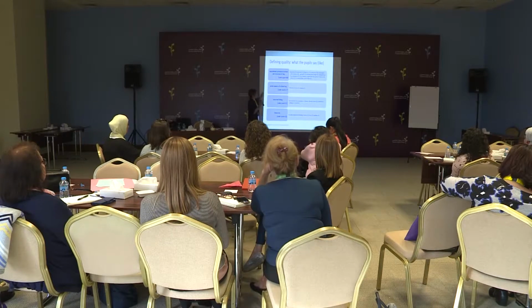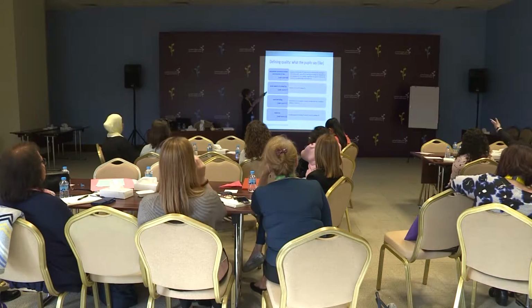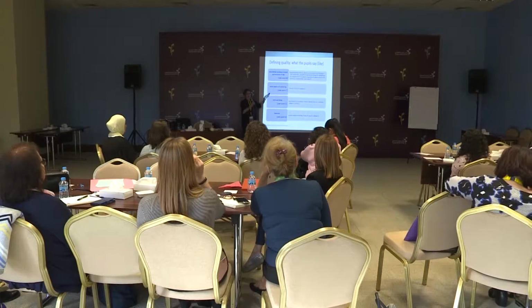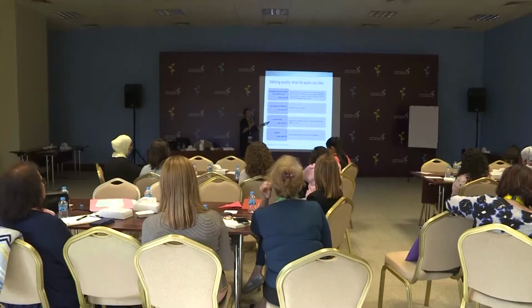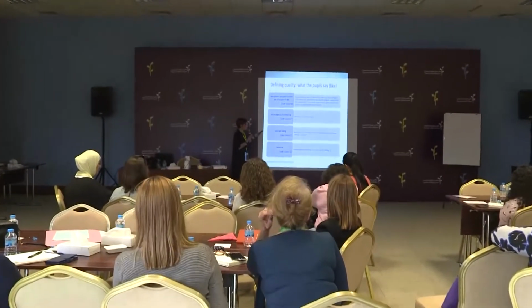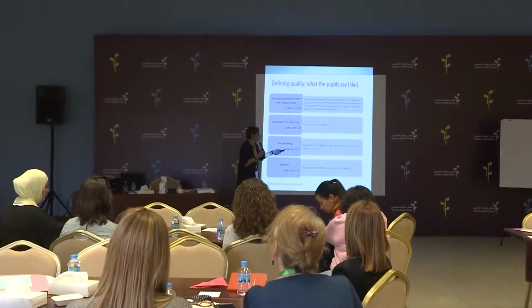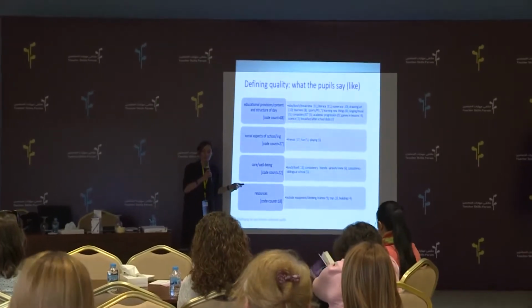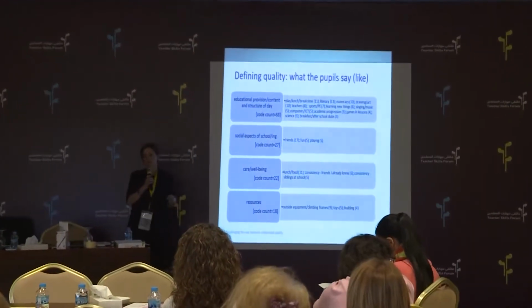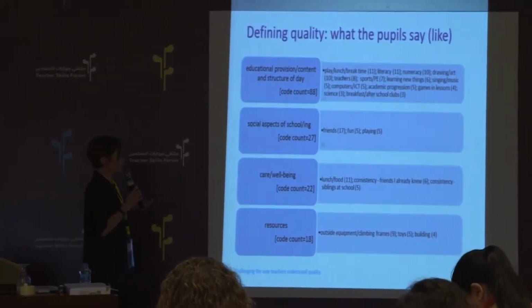So, you know, playtime, lunchtime, break time, literacy, numeracy, drawing, teachers, sports, those kind of things. The social aspects of schooling is another big category, I think, that comes out. Care and well-being is really important to them as well. So partly that's about having their basic needs met, so being fed, being given water. But having friends and having siblings at school was something they talked about as well. Having an older brother or younger brother or sister there, they mentioned quite frequently, actually.